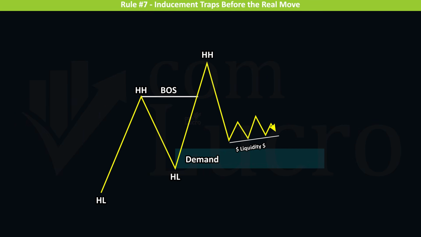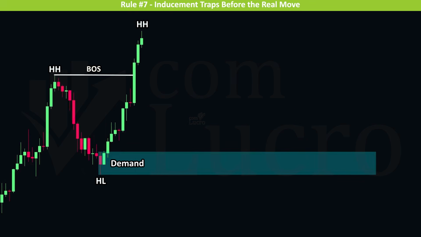Rule number 7 is inducement. Inducement is a classic move designed to trap traders into poor entries before larger players drive price in the opposite direction. Here is how this appears on a chart. Price is trending higher, forming higher highs and higher lows. After that, a small pullback develops, creating a minor low.